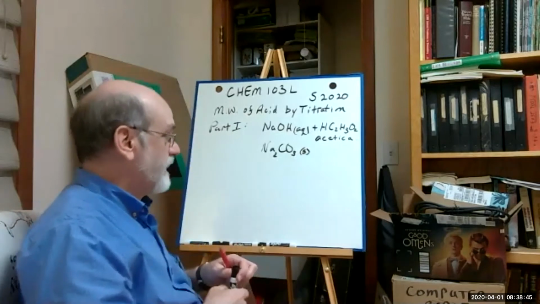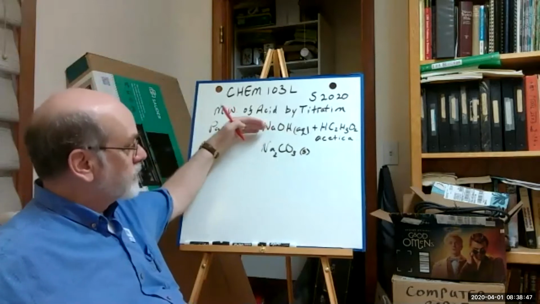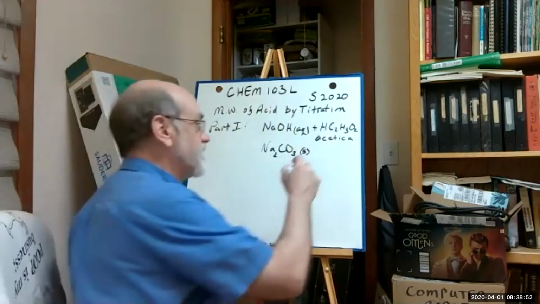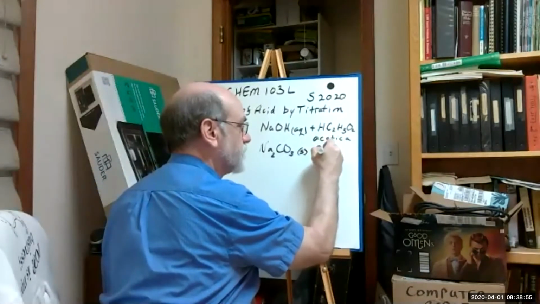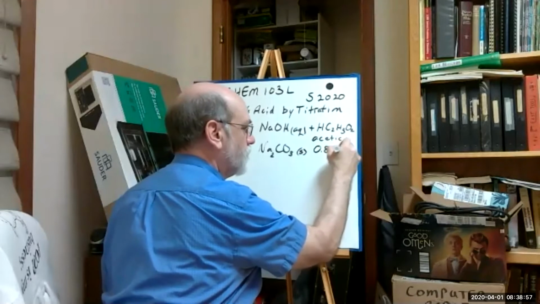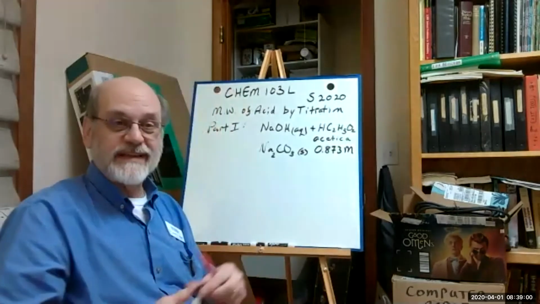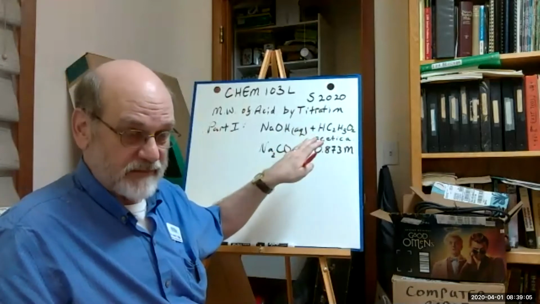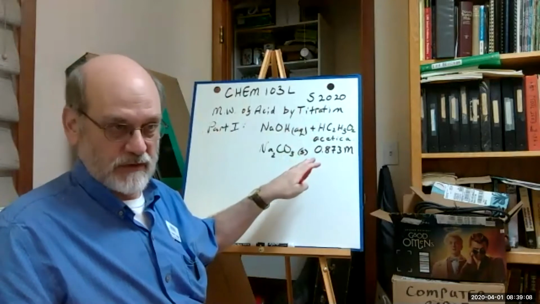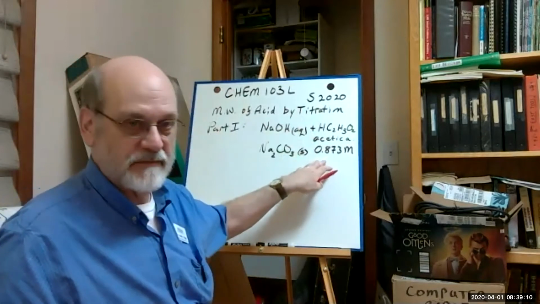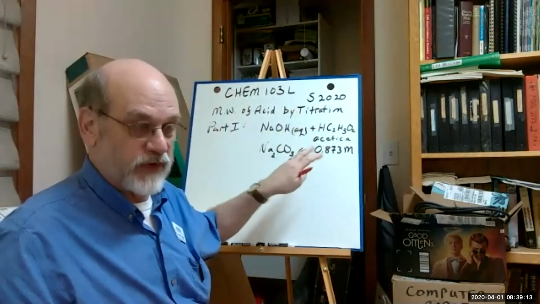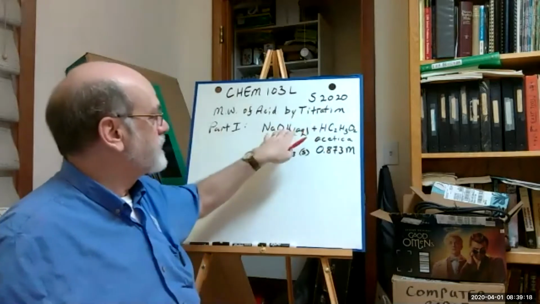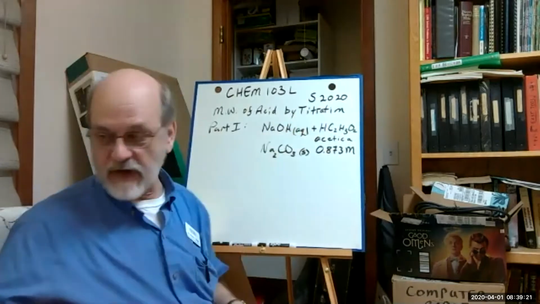So we need to know exactly what the concentration of sodium hydroxide is at this moment when we use it. And that's why the first titration, part 1, is going to be with sodium hydroxide against acetic acid. And the acetic acid in the method is a fixed concentration of 0.873 molar. Acetic acid over time is very stable in solution. So once this has been determined, it stays that way for years on end. So we will use a standard solution here to determine the concentration of our sodium hydroxide.